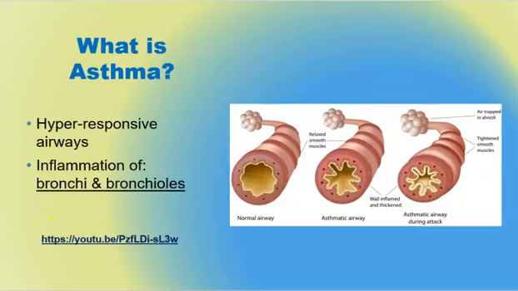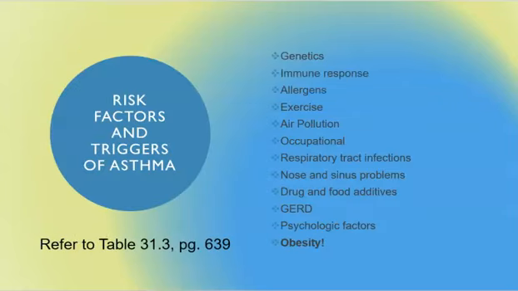Okay, so what is asthma? I mean, you have friends, you have family possibly that have it. Well, what actually is it? It's a hyper-responsive airway. It's inflammation of the bronchi and the bronchioles. And it can be caused by a bunch of things.